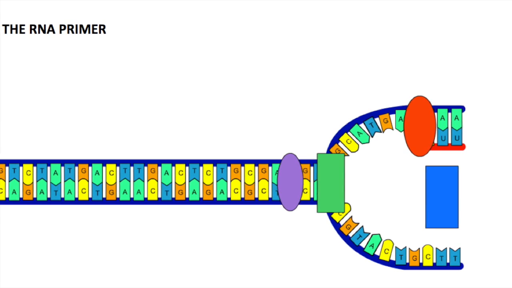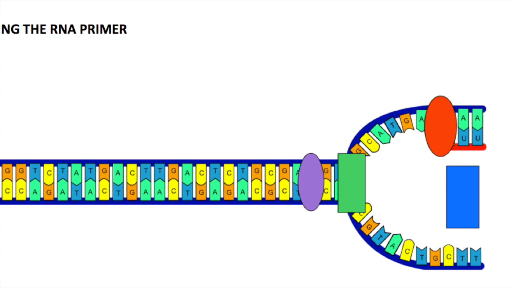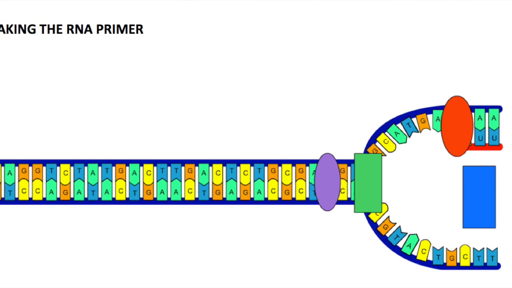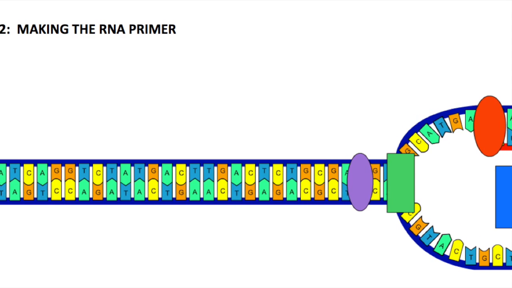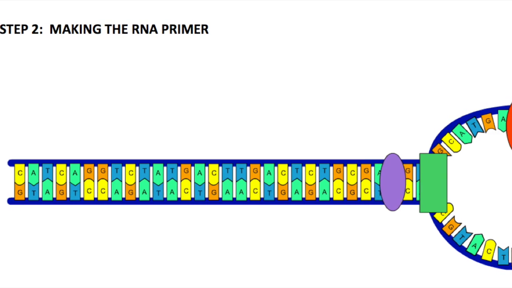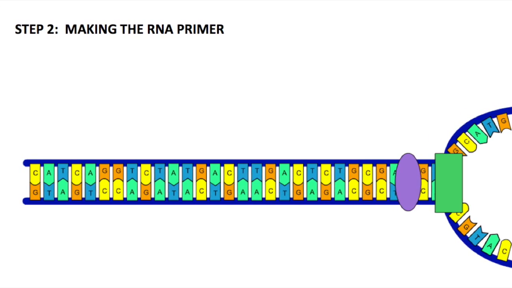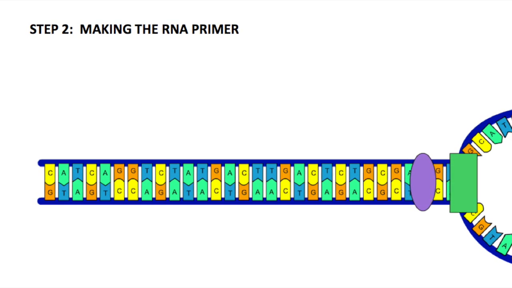This is step 2, making of the RNA primer. After unwinding or unzipping of the DNA strand, the enzyme primase uses free-floating DNA bases to form an RNA primer on the leading strand. An RNA primer is the starting point for the construction of the new strand of DNA.